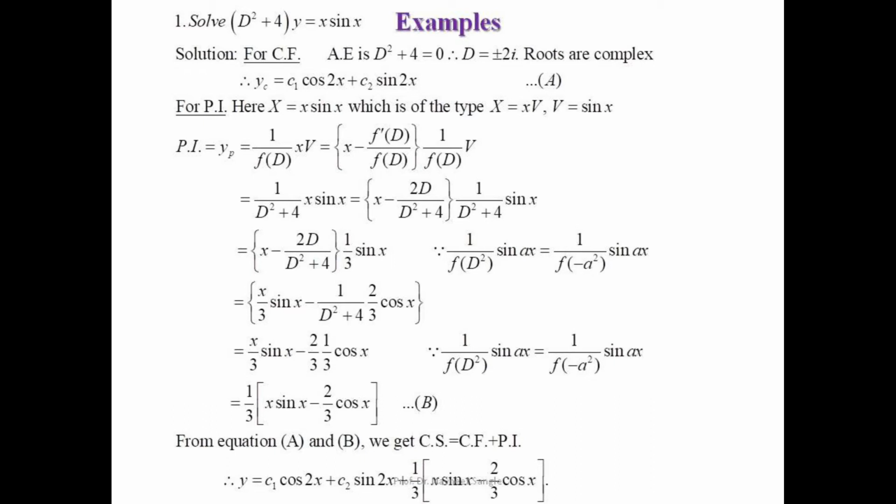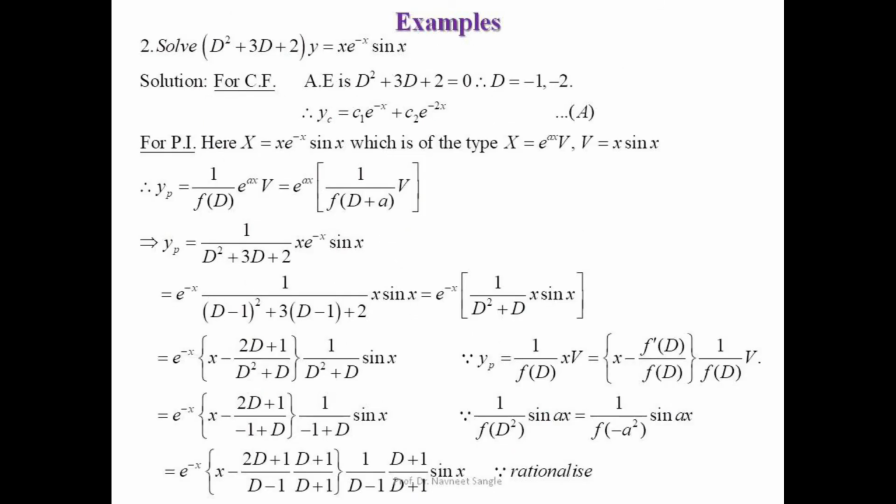So if we combine the solution, that means if we try to find the value of the complete solution, which is the sum of the complementary function and the particular integral, then we get the value of y as c1 cos 2x plus c2 sin 2x plus the value of the particular integral, 1 upon 3 in bracket x sin x minus 2 upon 3 into cos x. So this is a very simple method for finding the complete solution of the linear equation when the right hand side is x into either sin ax or cos ax. So this is the first example.